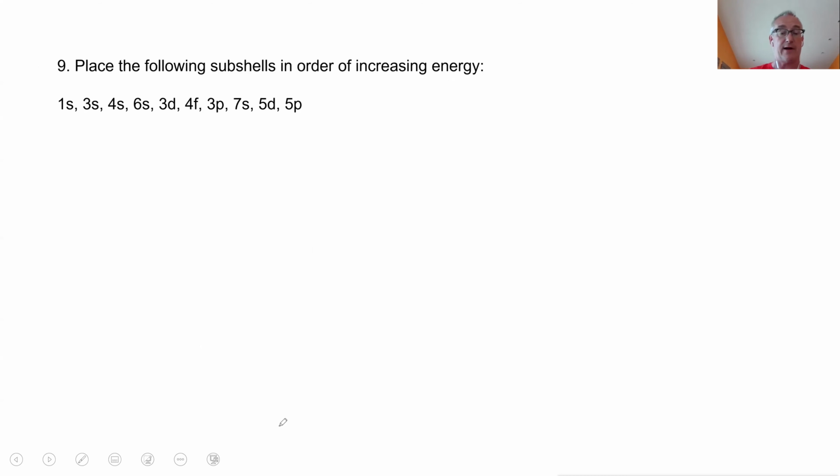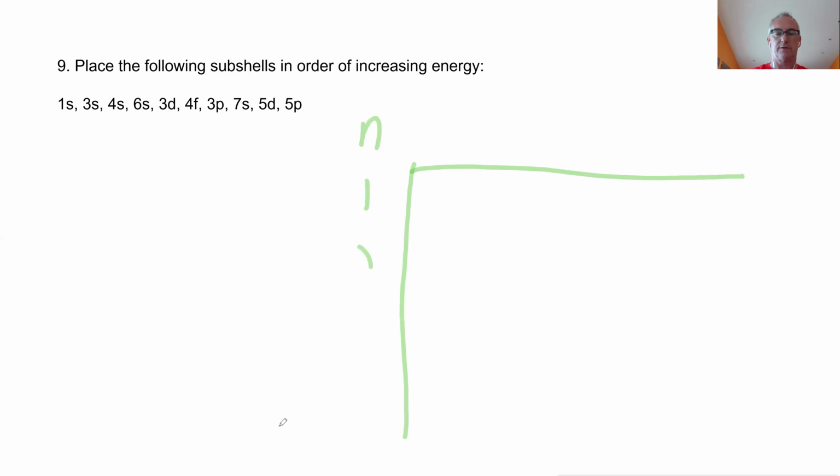We can review 9. It gives us a chance to draw our diagram. Let's draw our diagram for determining the order that these come in. You remember how to do that? Diagonals. So on the left side, we write down n. So we go 1, 2, 3, 4, 5. And around the top, we put s, p, d, and f. And then we just write out how many subshells are in each shell.